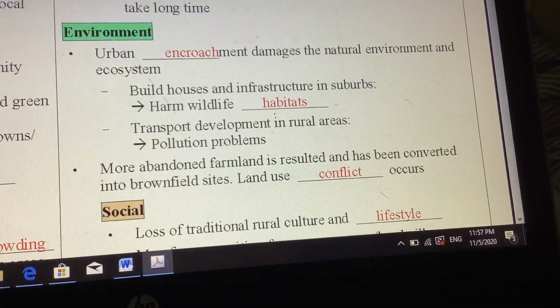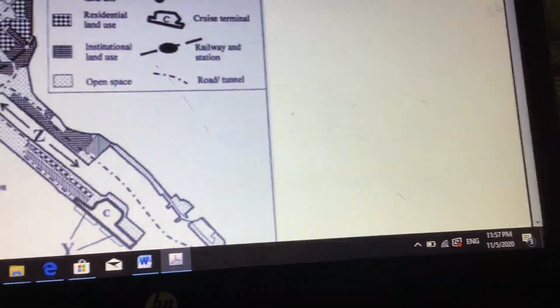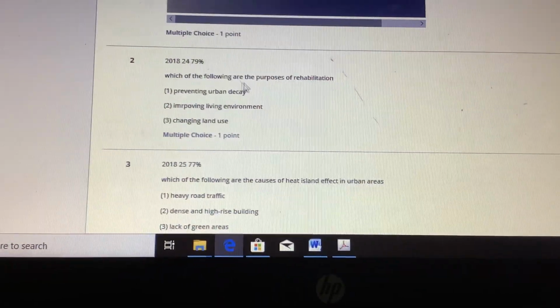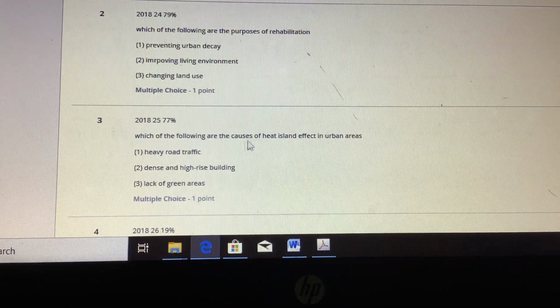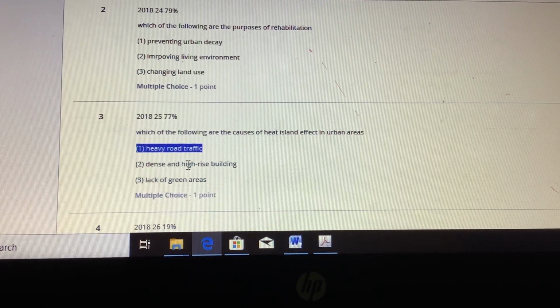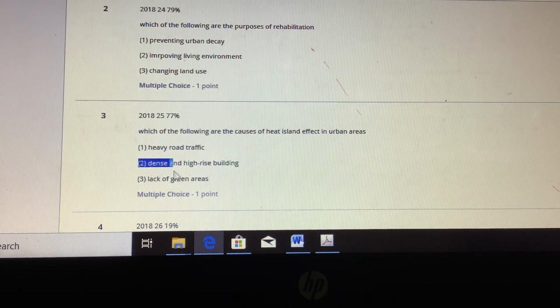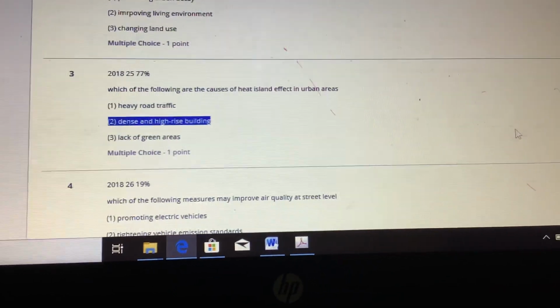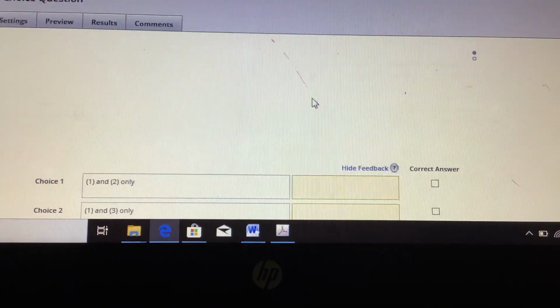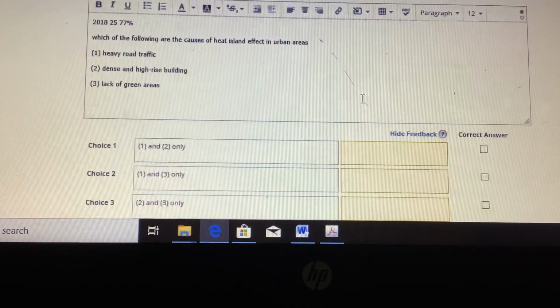Let's get back to Chapter 4. Right here. So accordingly, is the heat island effect caused by road traffic? Yes. How about this one, dense and high-rise buildings? Can it help to increase the heat? You can say that it is going to reduce.